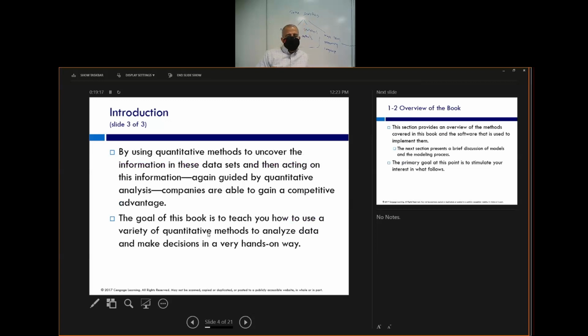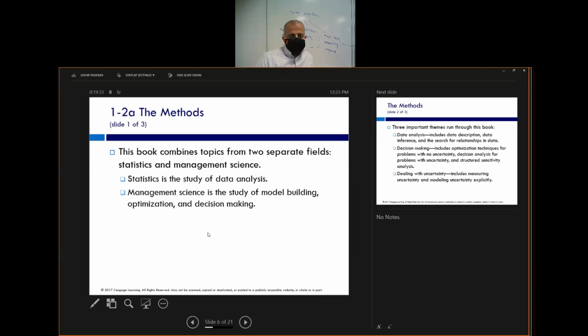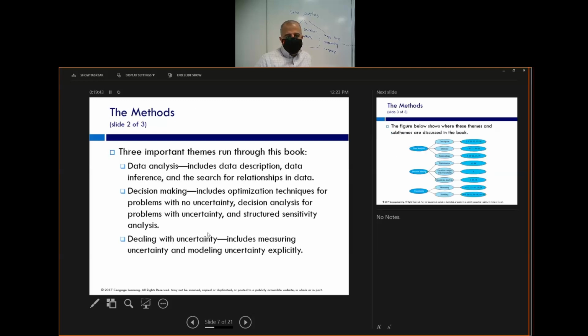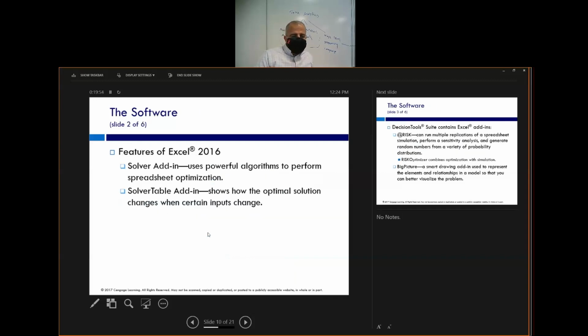By using quantitative methods to uncover information, companies are able to gain competitive advantage. So as I said, we combine methods in statistics and management with machine learning algorithms. The three themes that I covered, data analysis, decision making, and uncertainty, are all covered in this course.